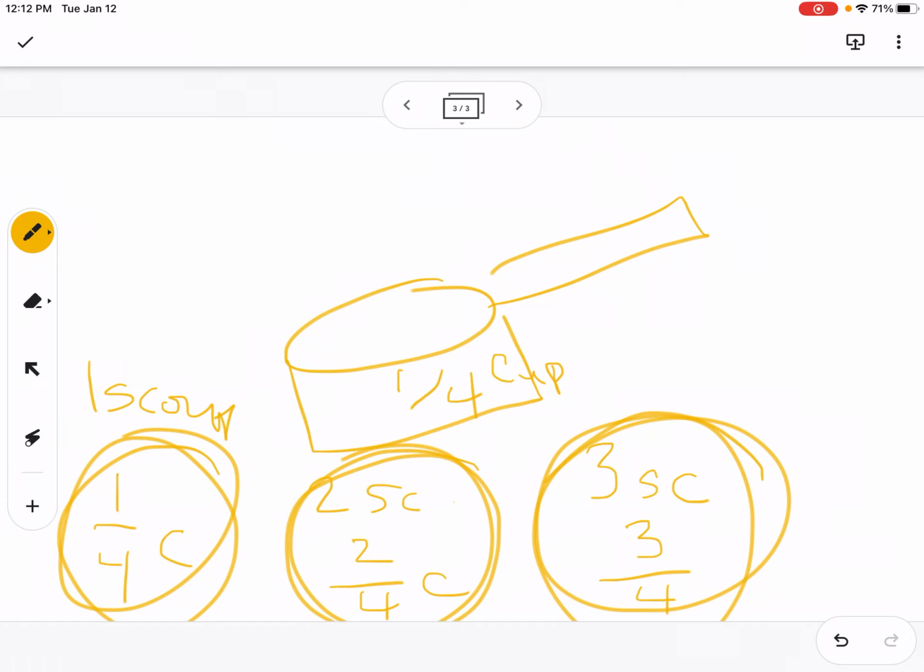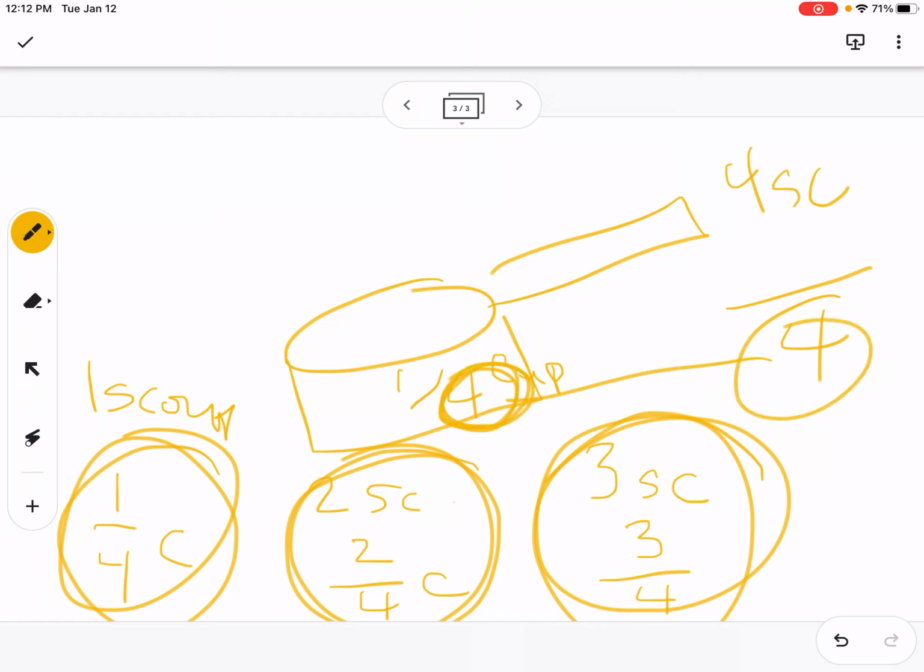Now here's something interesting. Let's say I go in and get 4 scoops. Well, the bottom number is 4 because I know that 4 parts make a whole. That's what that 4 right there is telling me. If I went in and pulled out 4 scoops, oh, wait a minute. If the bottom number says 4 parts make a whole, 4 scoops make a whole in this case, and I went in and pulled out 4 scoops, then how much of a cup of flour do I have? That tells me I've got 1 whole cup of flour.